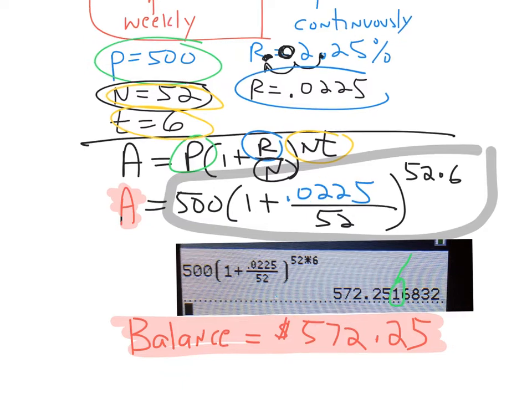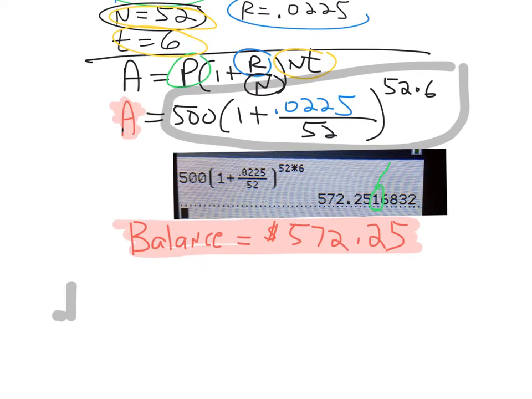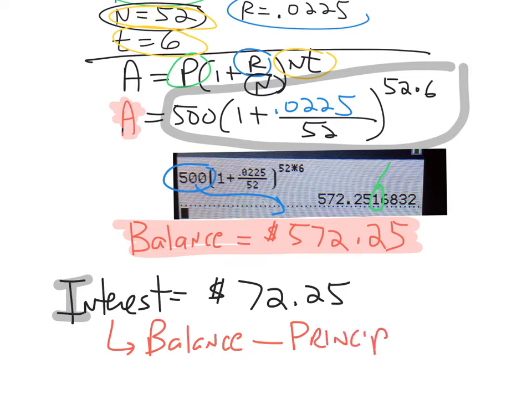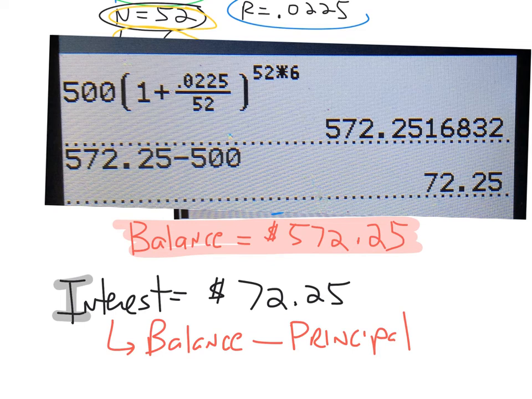You're next asked to find the interest. And the interest is basically the extra money that's now in the account after the time has gone by. So you started off with $500 in the account. Now you're up to $572.25. So here the interest is going to be $72.25, because the way you calculate your interest, you always take the balance, which is that $572.25, minus the principal, minus the money that was invested, in this case $500. So here the interest, $72.25.